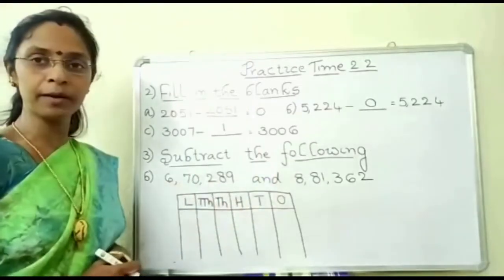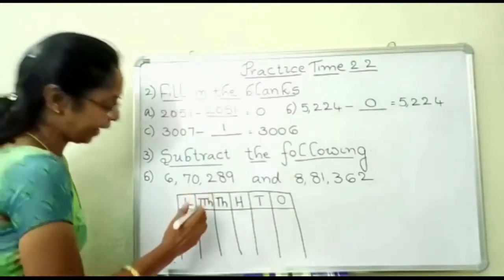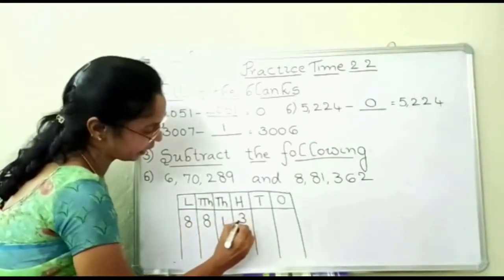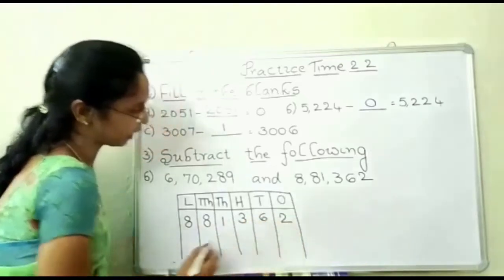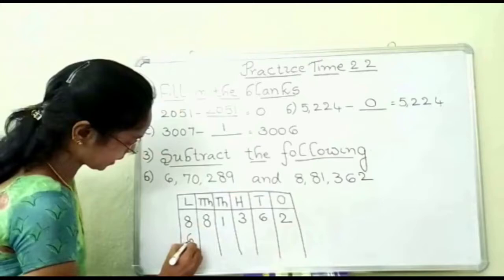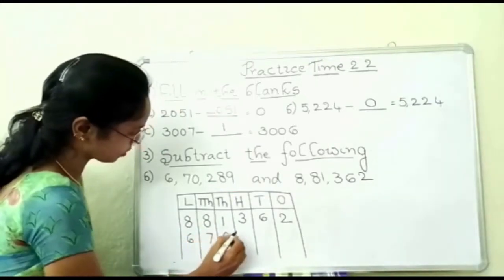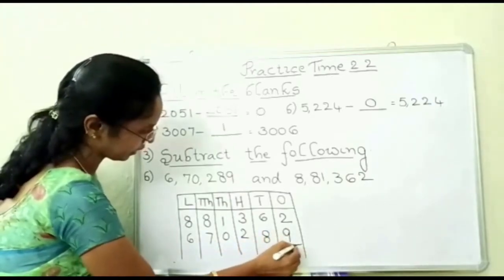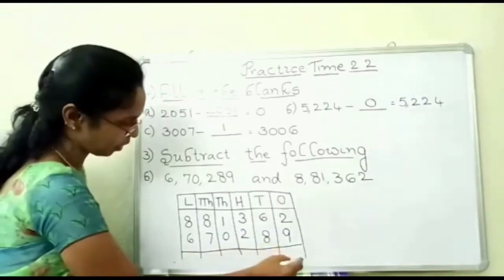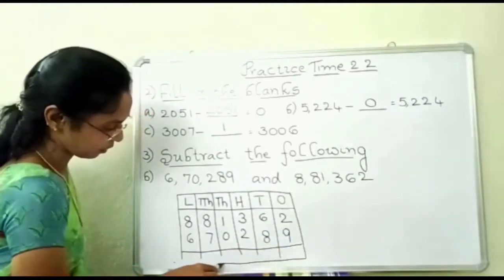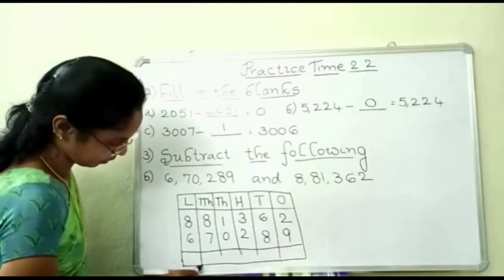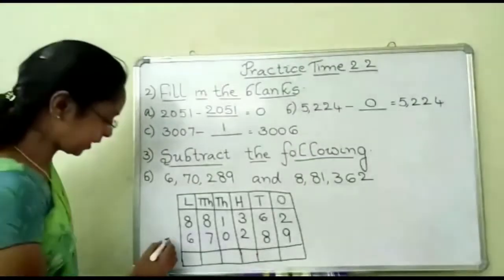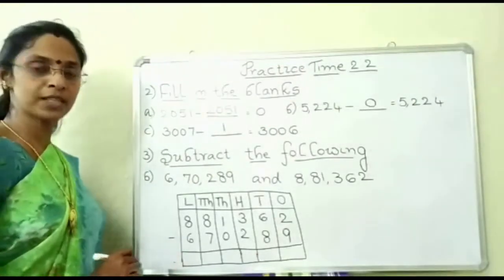Okay, after drawing the columns and writing the places, arrange the numbers. Which is the big number, children? Yes, 8,81,362 is the bigger number. Then 6,70,289 is the small one. Now children, after arranging the numbers, start the subtraction from ones place.